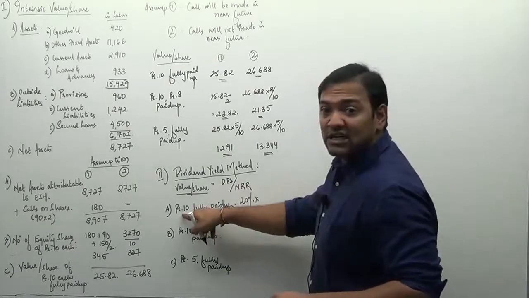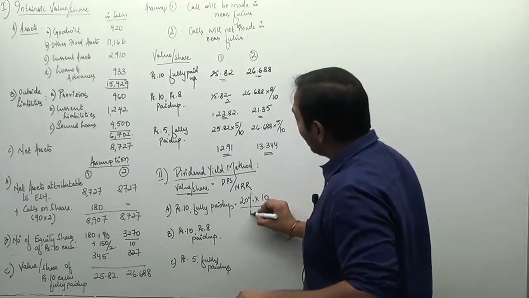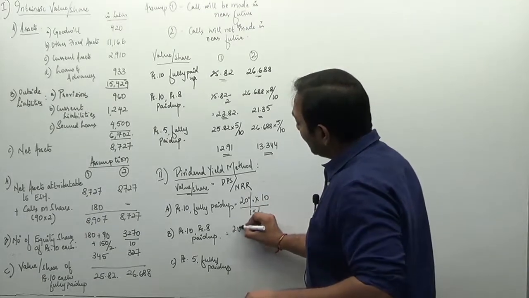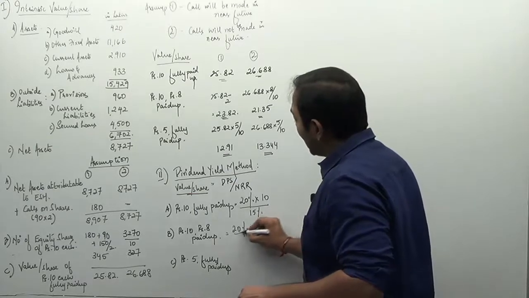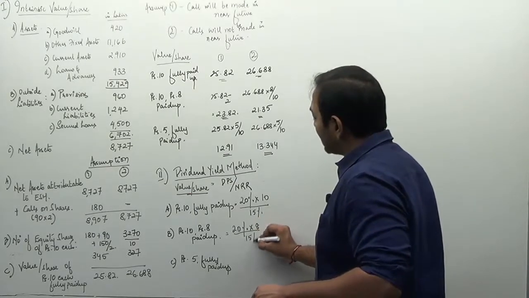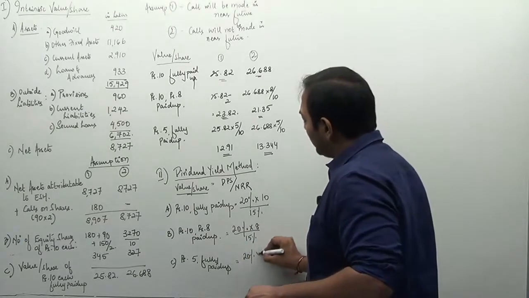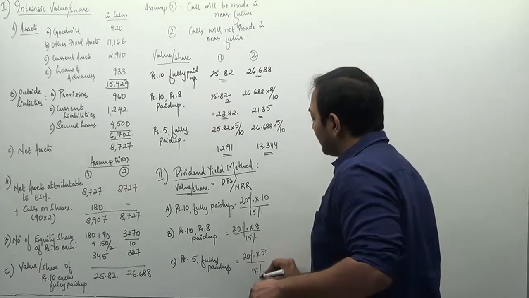DPS per share. Each share is 10 rupees. So 20% of 10 divided by NRR 15%. Similarly here. 20% dividend is always paid on paid up value. Paid up value is 8 divided by 15%. Last, 20% into 5 paid up value divided by 15%.